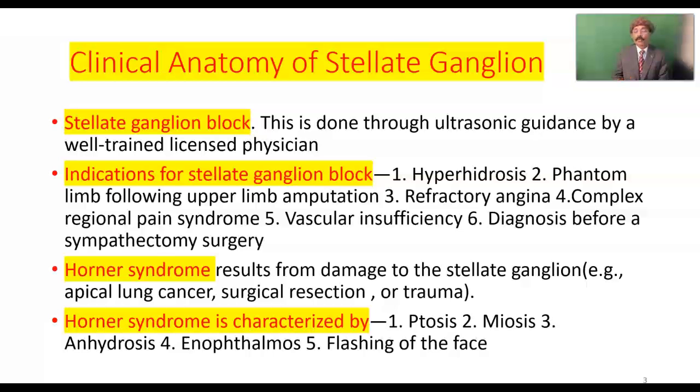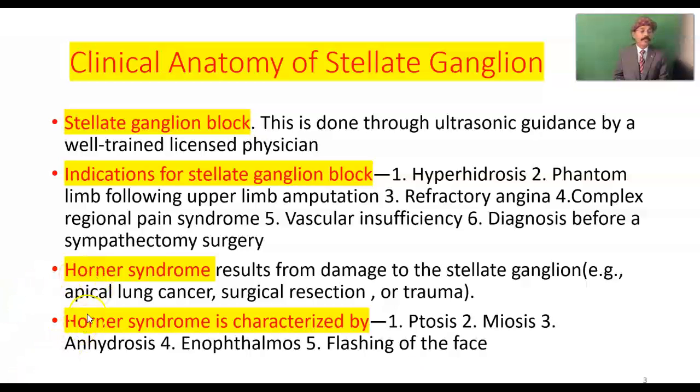Horner syndrome is characterized by ptosis, drooping of the upper eyelid; miosis, constriction of the pupil due to the action of the sphincter pupillae muscle; and anhidrosis, lack of sweating on the affected side. Enophthalmos, the eyeball is pushed back, so there is sinking of the eyeball, and flushing of the face due to excessive blood flow, because if the sympathetic part is removed, there will be no vasoconstriction, so there will be vasodilation and flushing of the face.